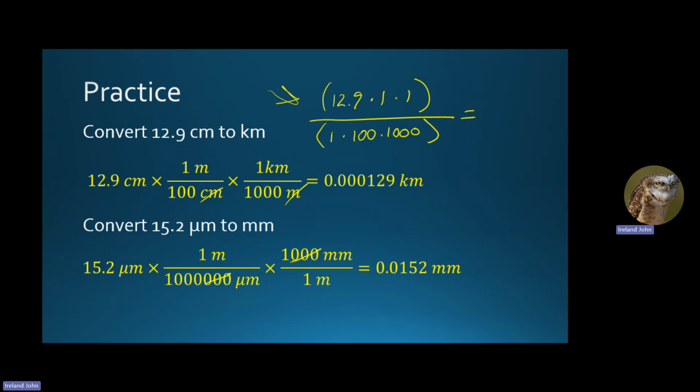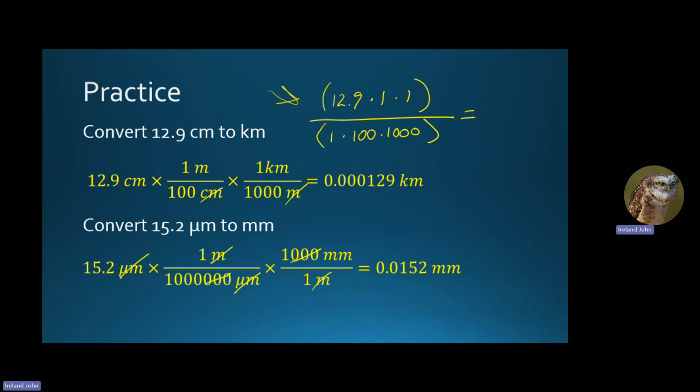But some people aren't comfortable doing that. And if you're not comfortable doing it, just convert it to the unit you know, and convert it out of the unit you know into whatever the other one is, right? It works the same either way. So micrometers cancel, meters cancel, leaves me in millimeters, right?